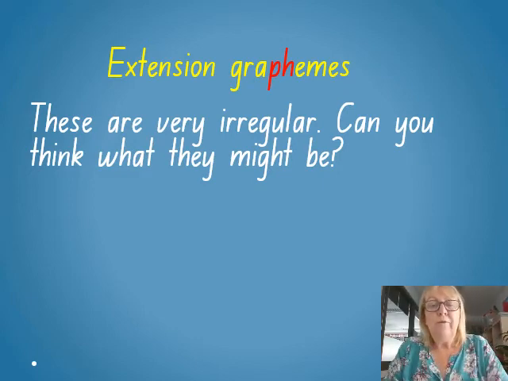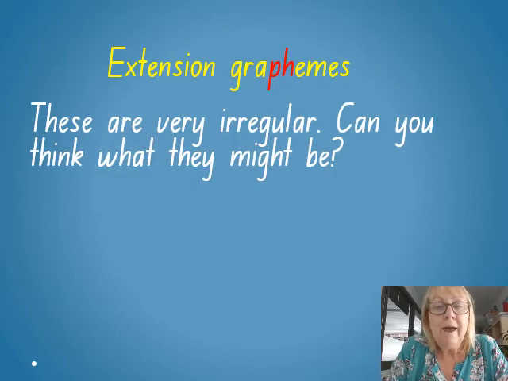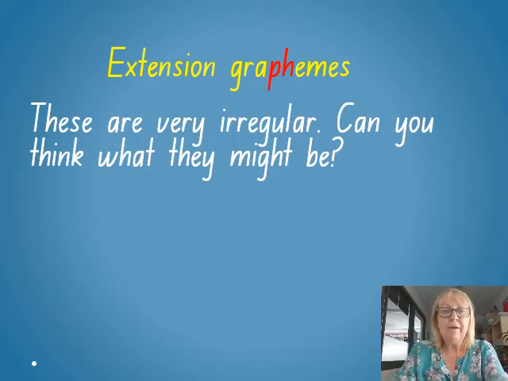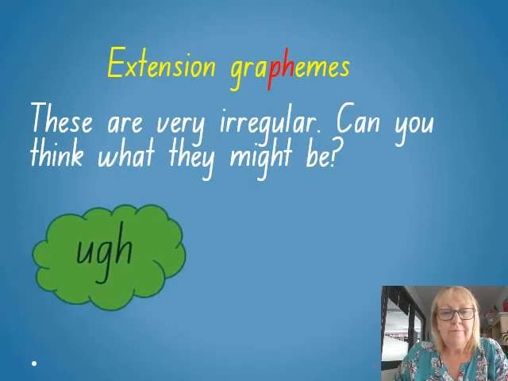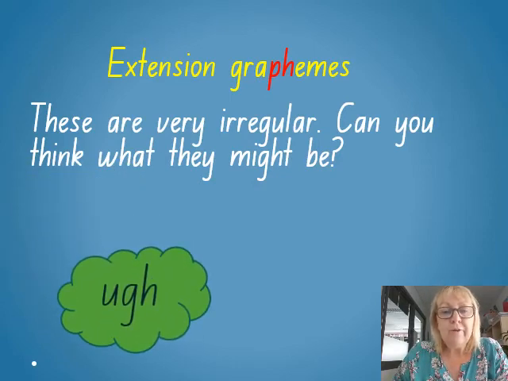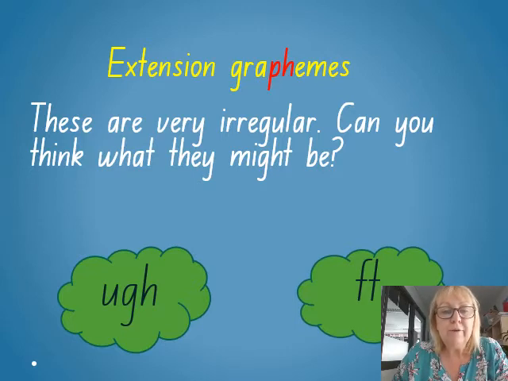So we're still focusing on the graphemes, but now we're moving on to the extension graphemes. These are very irregular. What does that mean? We don't see them very often in words. They're very special. So there's not a lot of words that have the special graphemes in them. Can you think of what they might be? Let's have a look. It's UGH. So when we see those three together, it makes the F sound. And the other one is FT. So when we see them two together, it also makes the F sound. Let's have a look at some of the words we might find them in.